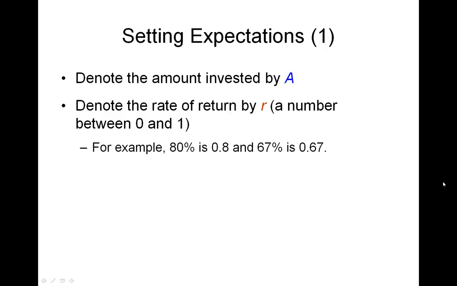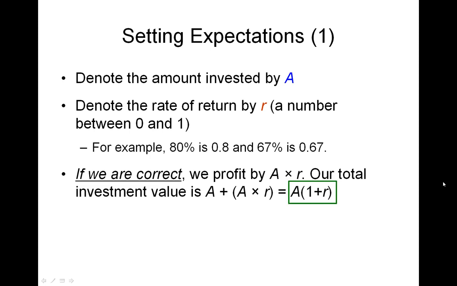Plowing on ahead, it's important to set expectations for those of us who hope to make money off of binary option trading, and we do so via mathematical models. There are really two important quantities here that we're interested in. That's the initial amount we invest, given by A, and the rate of return, R, which is a number between 0 and 1, expressed in percentages. We just multiply it by 100. For example, 80% is actually 0.8, and 67% is 0.67.